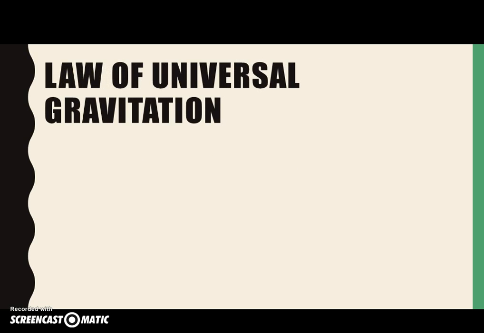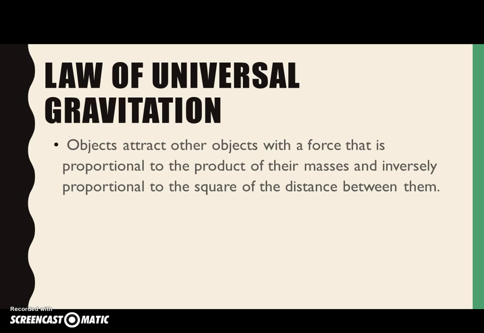So law of universal gravitation, this is Newton's law. He states that objects attract other objects with a force that is proportional to the product of their masses and inversely proportional to the square of the distance between them. Okay, and I know that's a little bit confusing, but basically what this is saying is that any two bodies or any two objects, anything that has mass, the closer they are, the more force they're going to have. So the more gravitational force they're going to have.